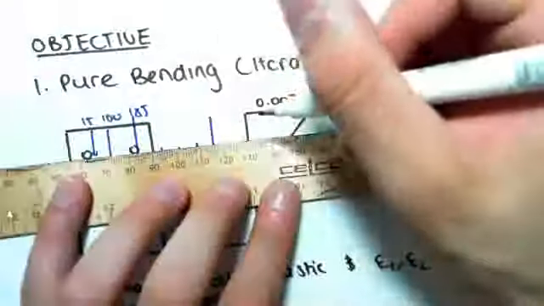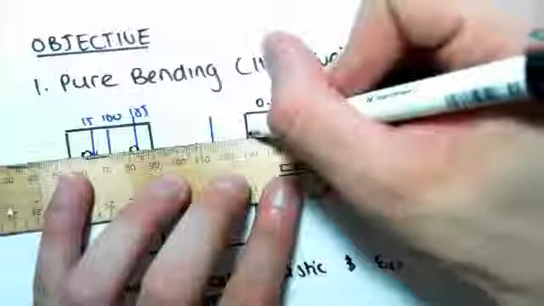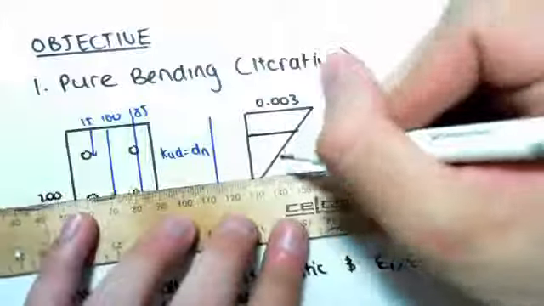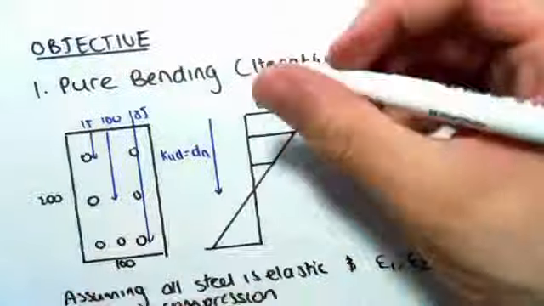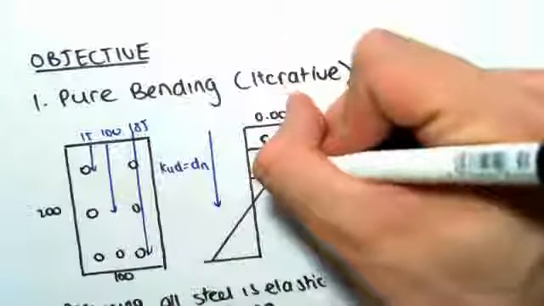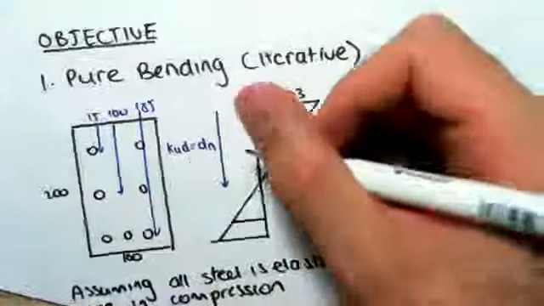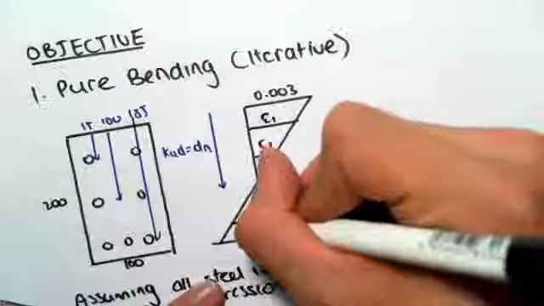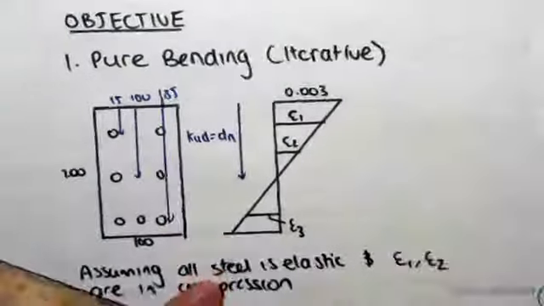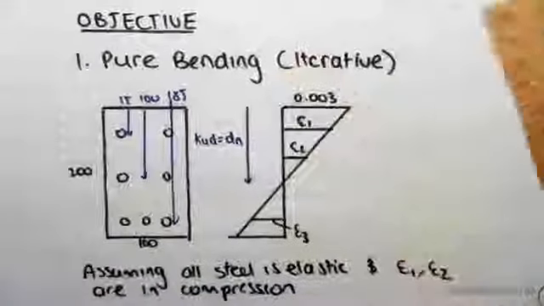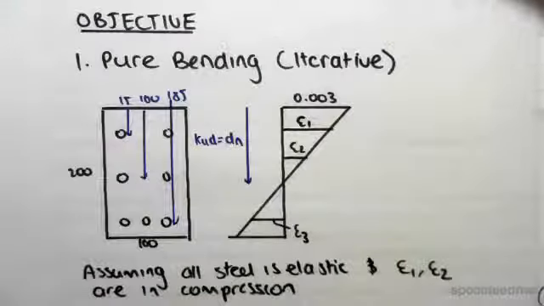As we go through the process, some of our assumptions might be incorrect, and then we have to adjust our process. So we're assuming that they're in compression, E1 and E2, so the steel in layer 1 and the steel in layer 2, and we're going to call this E3, and we're assuming that they're all elastic. Okay, so it's just a good place to start like that.